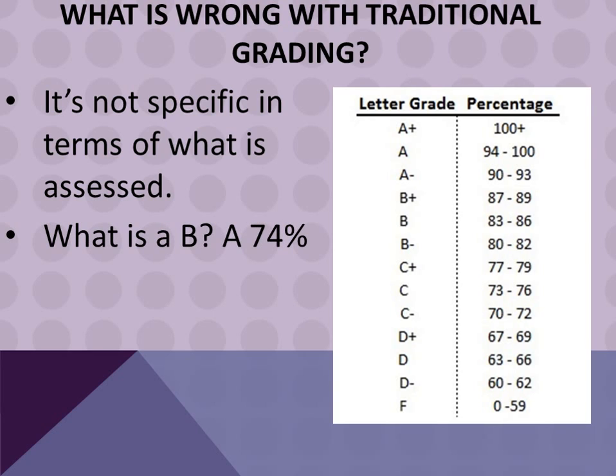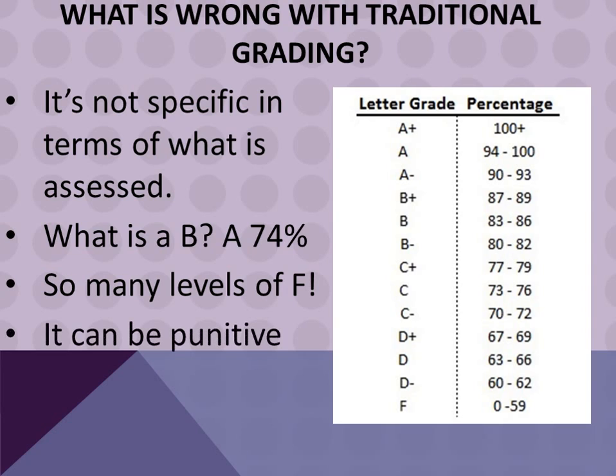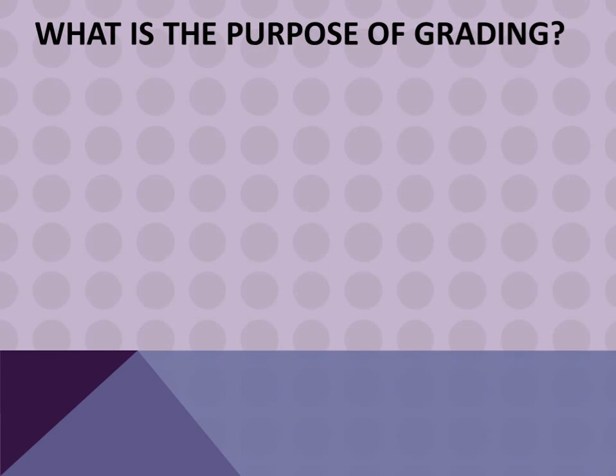One of the flaws in traditional grading is that it's not specific. What does a B mean? How about a 74%? We don't know in terms of learning what these grades and percentages tell us. And why are there so many levels of an F? More than half of the grading scale as we know it is made up of a failing option. What's up with that? Additionally, traditional grades can be punitive, as practice and process can be included in the final grade.